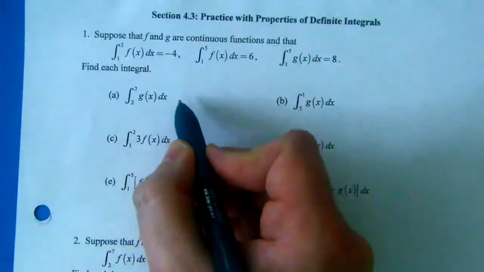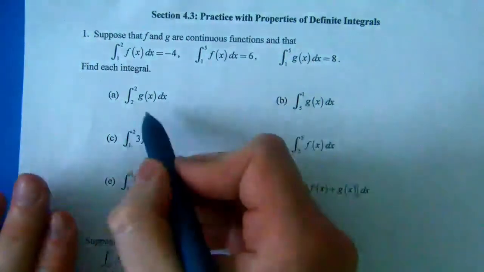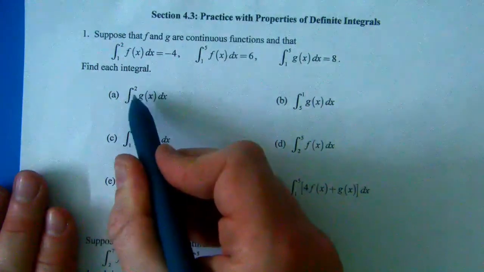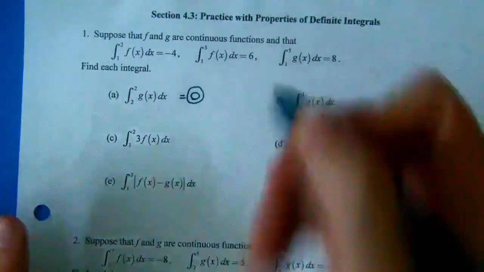I think you can handle letter A. Go do letter A quickly right now. I don't know what g of x looks like, but I don't really care. You integrate anything from 2 to 2, you're not tracing out any area, and you're going to get a final answer of 0.